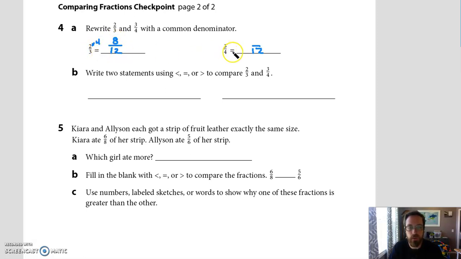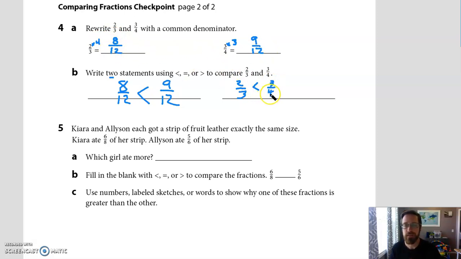And then over here, I did 4 times 3, so then I have to do 3 times 3, which means 3/4 is equivalent to 9/12. And then it says compare. Well, now that we made equivalent fractions with a common denominator, 8/12 is less than 9/12. So, I could do 8/12 is less than 9/12. Okay? Or then I could go back and do 2/3 because it says write 2 statements. 2/3 is less than 3/4. And I know that by finding a common denominator up here.